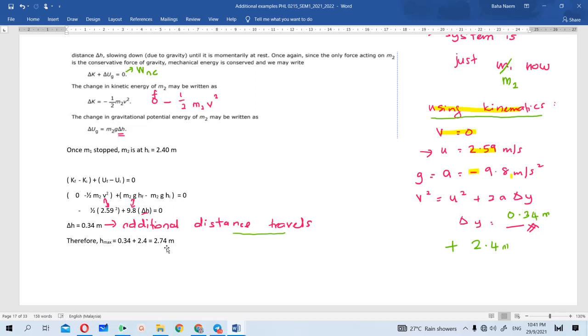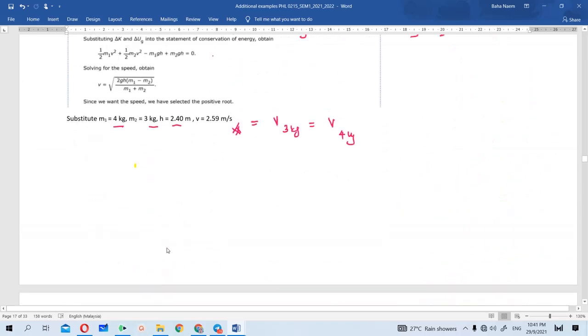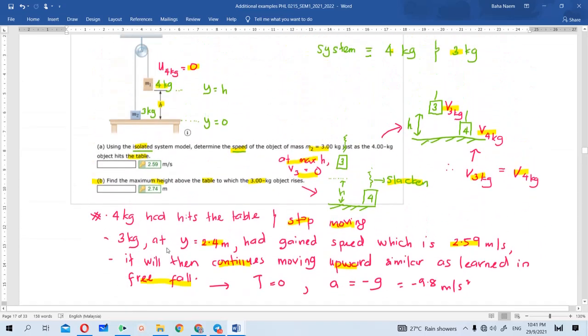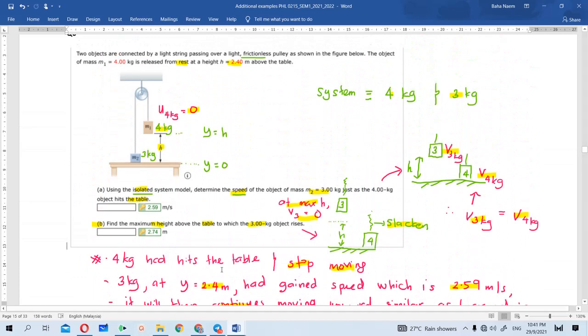So therefore, the total height from the table becomes 2.74 by adding the original height as in the figure. So where is 0.34 in our figure? 0.34 is here, 4 meter.